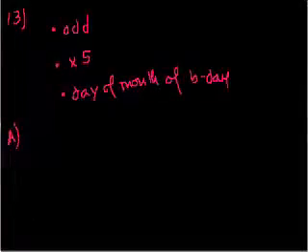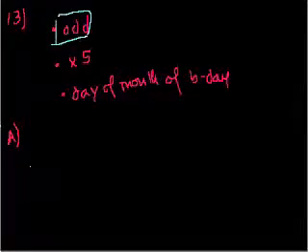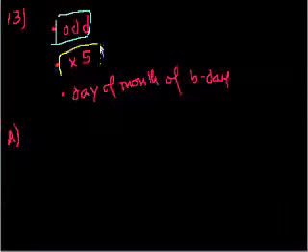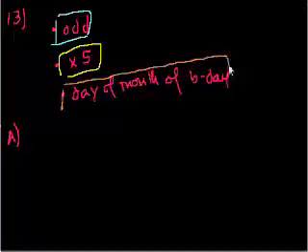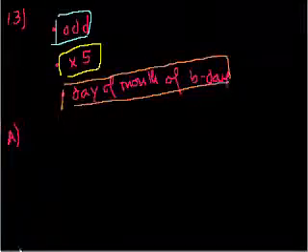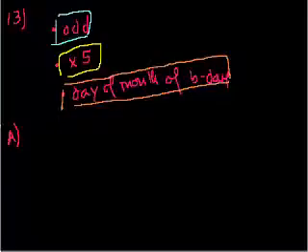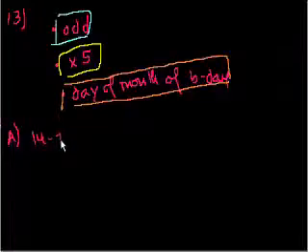So let's say we have choice A. Let me color code these conditions. Odd, I'll do in this blue color. Times 5, I'll do in this yellow color. And the day of the month of his birthday, I'll do in this brown color. Let me write the choices in a fairly neutral color, magenta. So choice A says 14, 20, and 13.